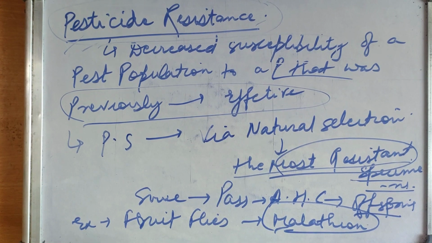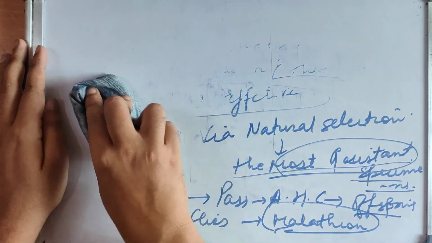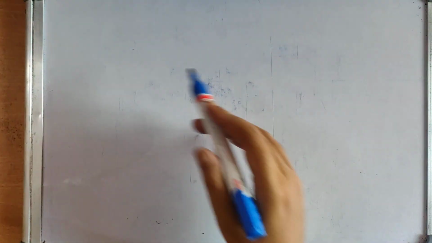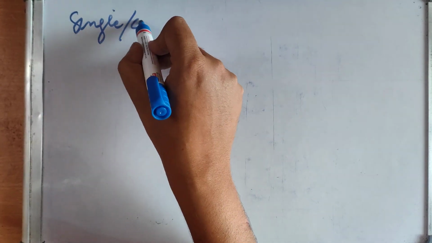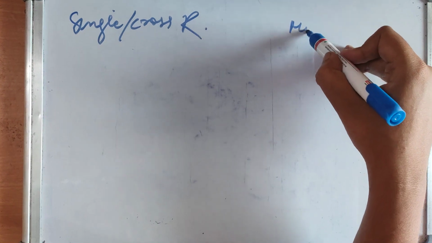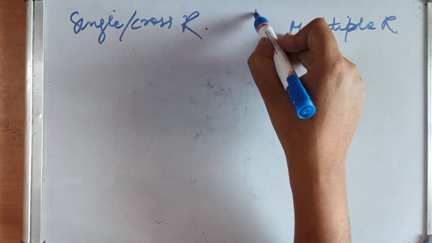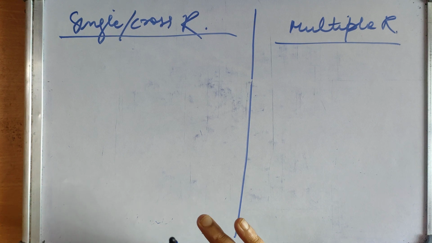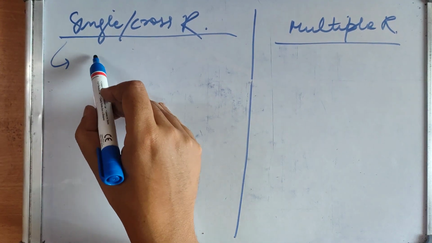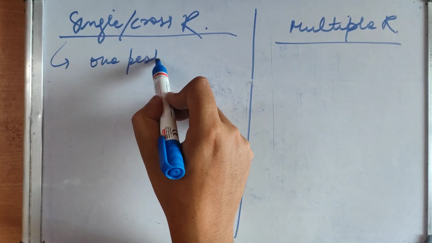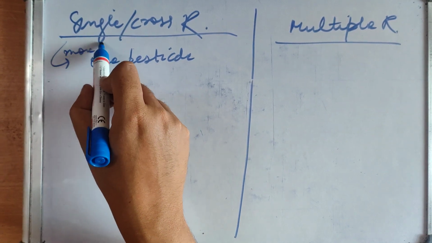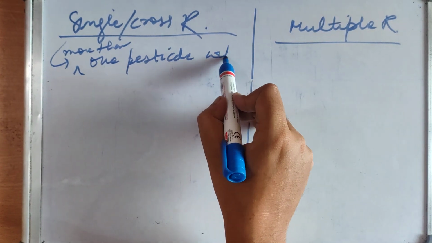So now there are types of resistance: single or cross resistance, and multiple resistance. We will also discuss vertical and specific resistance, but this is a different one. Cross resistance is the type of resistance in which a pest population develops resistance to more than one pesticide within a chemical family. Here the resistance is against one or more than one pesticide within a chemical family.